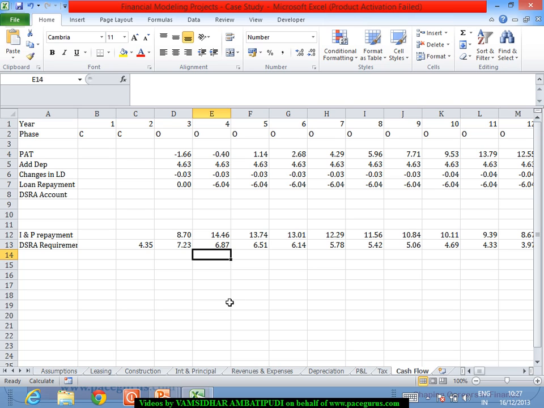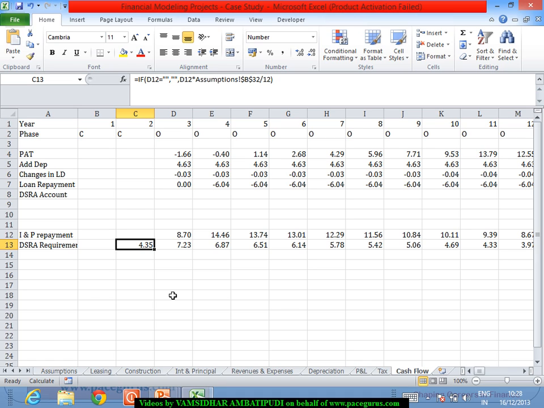Now, as a part of my DSRA account, I should update the DSRA account. This is where I have to be slightly careful. During my construction period, I have a DSRA requirement of 4.35 crores. During my construction period, there is no way I can generate any revenues out of it.